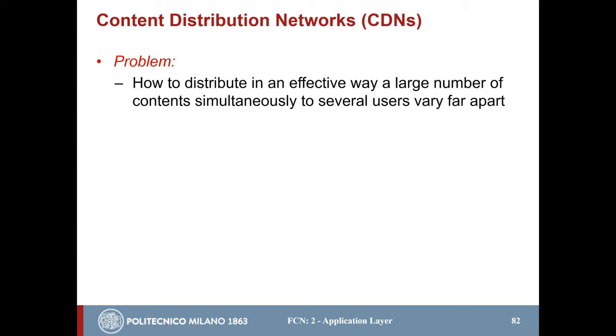Then another interesting way to exploit the DNS is the so-called content distribution network. So the CDN, the content distribution network, is used to distribute a large number of contents to several users, especially if these contents are quite heavy in terms of storage capacity required. For example, typical case, video.